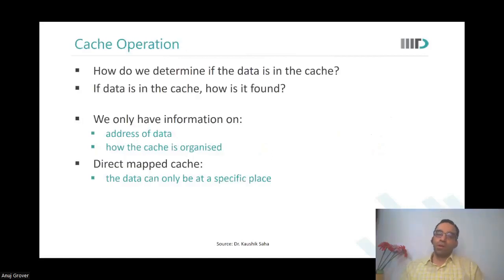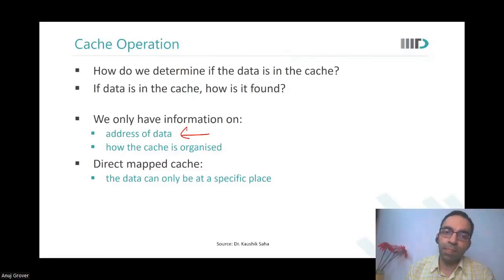So that is how you would access data. But how do you determine if this data that you wanted is in the cache or not? Or if the data is in the cache, how do we find that data? So what do we have? The information that we have is the address of data, and we also know how the cache is organized.